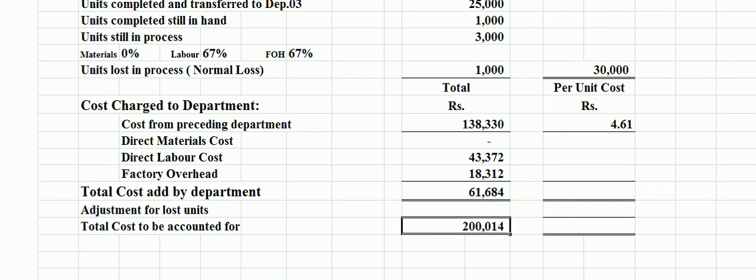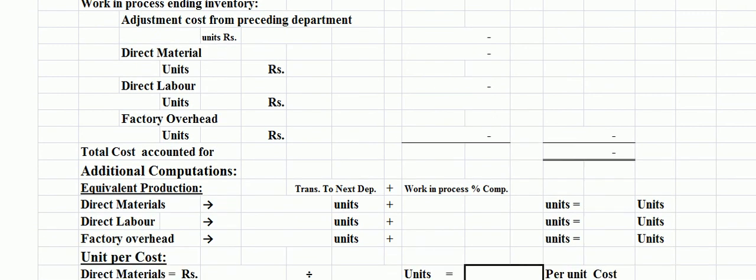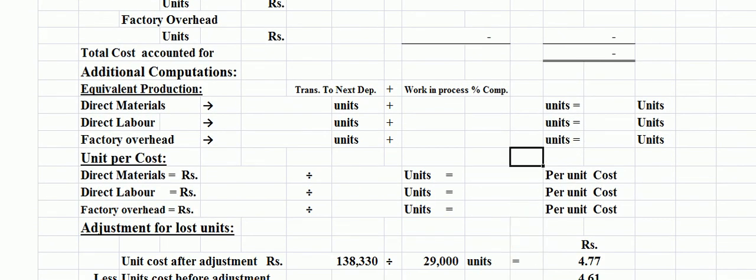Students, now we move to find out the per unit cost in section 4, the additional computation, in which we have to put the number of units in completed form, which are transferred to the third department and which are still on hand. This is twenty-six thousand units, you have to write here 26,000 units.